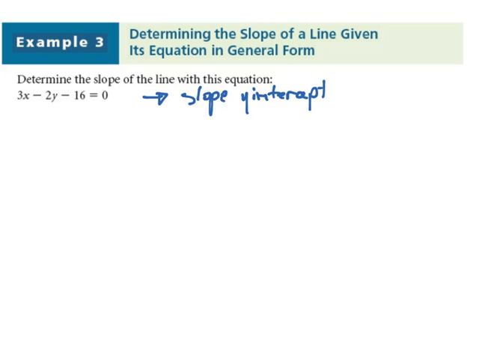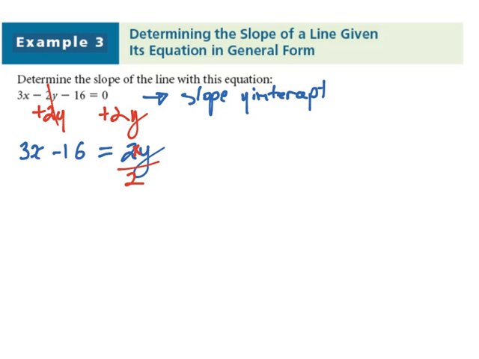So recall, how do we do that? Well, we're going to move the y to one side and everything else to the other side. So we're going to add 2y to both sides of the equation. That means the 2y's will cancel, and on the left-hand side of the equation we'll get 3x minus 16, and on the right side of the equation we'll get 2y. And since there's an operation of multiplication between 2 and y, we're going to divide each term by 2. So on the left-hand side, we'll get 3x over 2, minus 16 divided by 2 is 8, and on the right-hand side of the equation, the 2 is canceled out, and we get y.